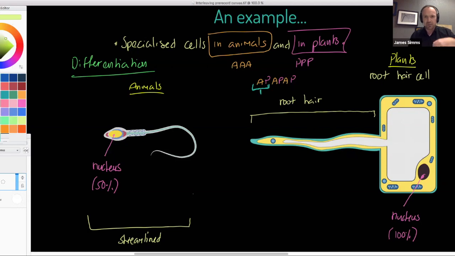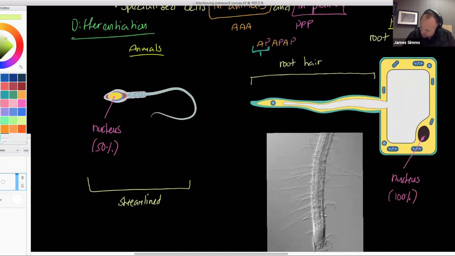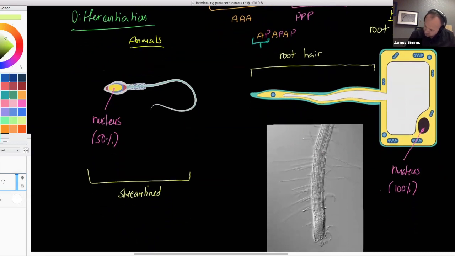So we've got streamlining for this long swimming journey the sperm needs to do. What about this root hair structure in this root hair cell? Well, if I quickly show you this, perhaps you can start to see why this root hair cell has this long protrusion. Let's imagine that this is our root cell. This here is our root hair cell, and there's its hair, and there's its block. So imagine we've got ours just there.